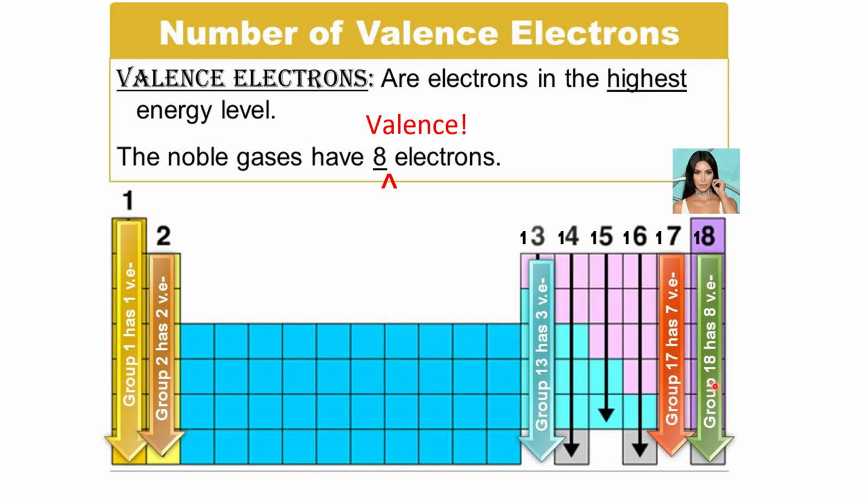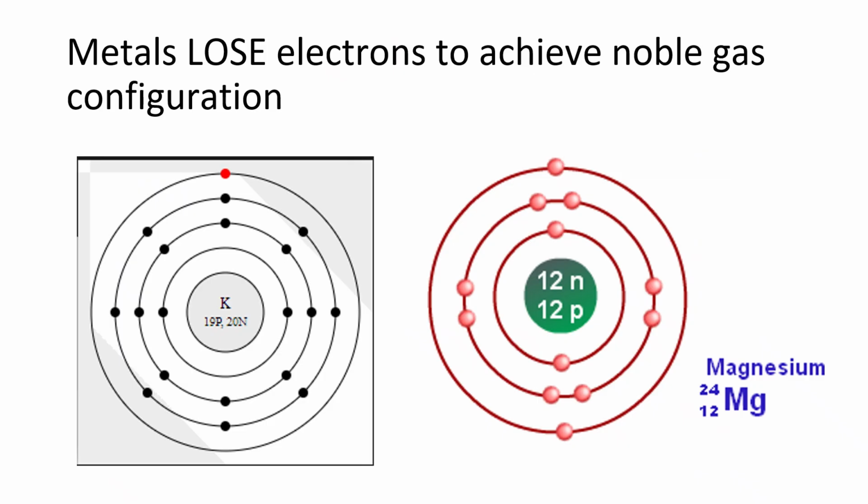But these are like the Kardashians of the periodic table. Everyone wants to be like them, and there's a bunch of them. There's Chloe and Kim, and I don't know any more than that. So anyway, what happens?